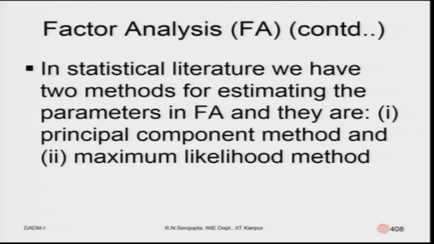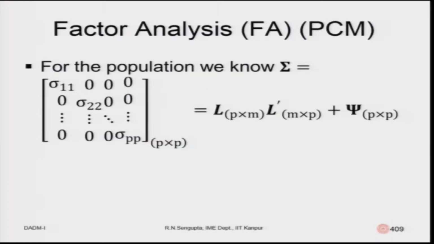In statistical literature, we have two methods for estimating the parameters in factor analysis, and they are basically the principal component method and the maximum likelihood method. So, we will consider only one of them and try to solve the problems accordingly. Now, for the factor analysis, the principal component method is what we will use. So, for the population technically we will try to analyze this problem in this way.